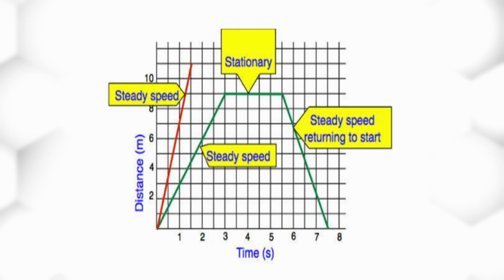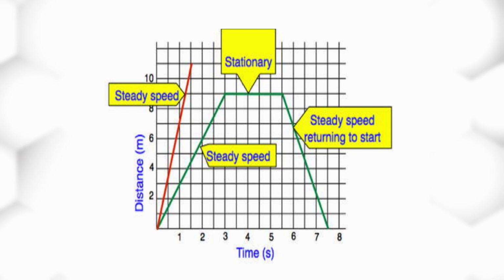Graphs are simple ways to represent motion. You should first look at the x and y axis of a graph before interpreting it. If the x-axis is time and the y-axis is distance, as the graph on the screen shows, it is called a distance-time graph. We can see how the distance changes during time.